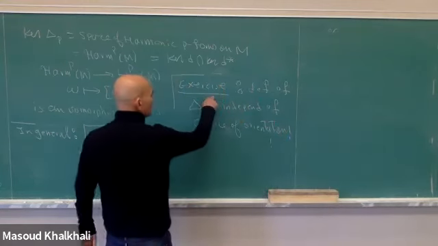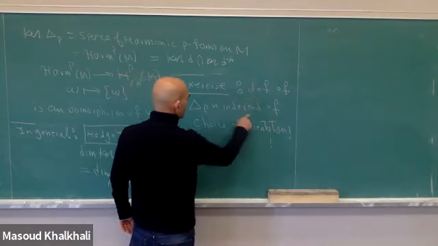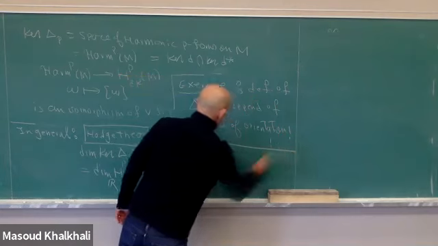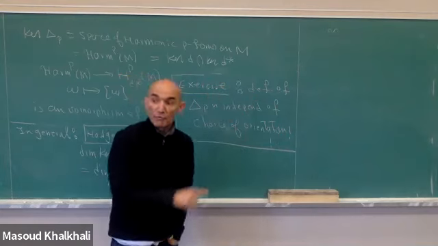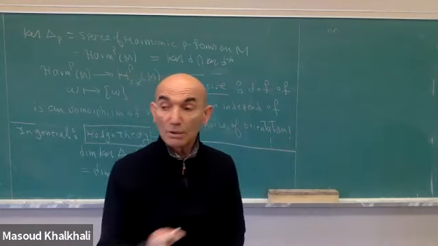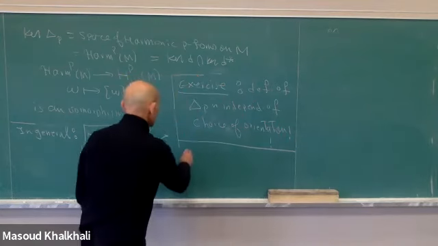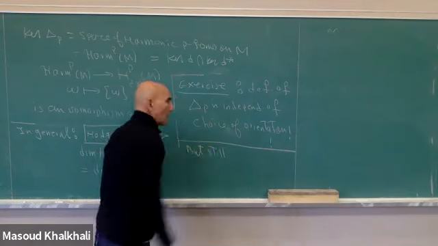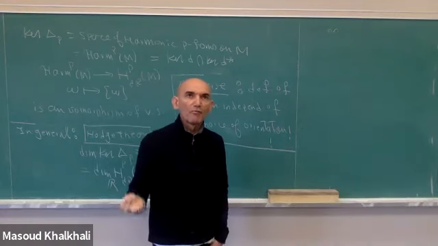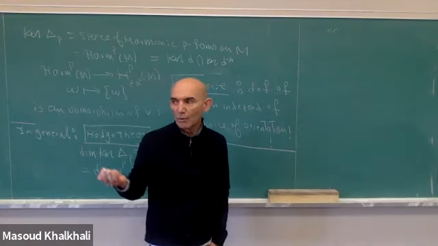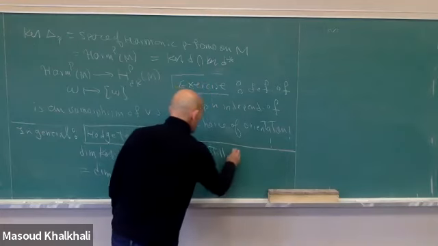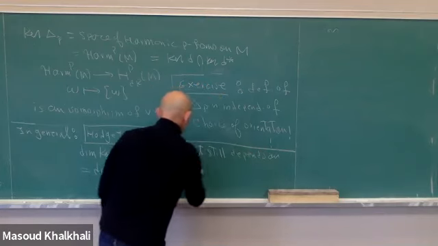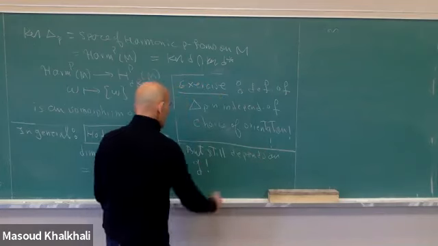So this is one exercise: the definition of delta p is independent of the choice of orientation. That's one thing. But of course, be careful. It heavily depends on the choice of metric. It's almost inconceivable to think of the Laplacian without the metric, but it still depends on g, the Riemannian metric.